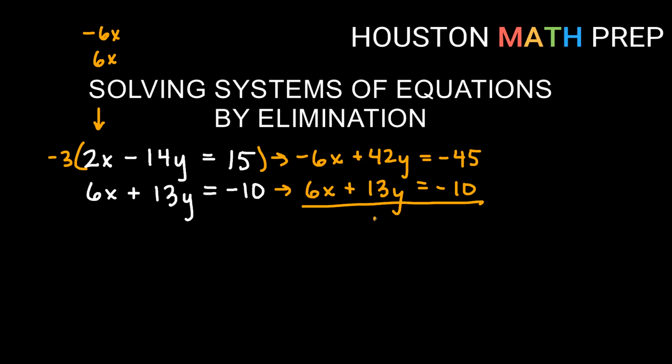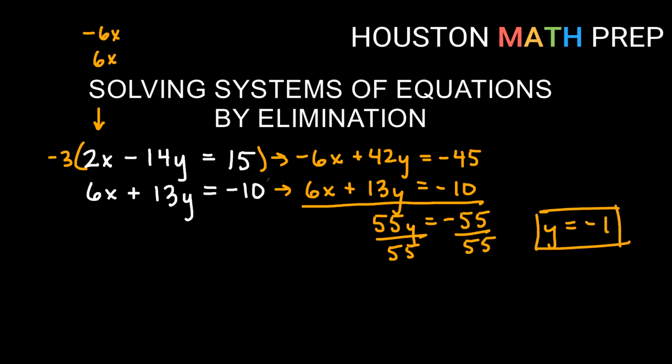Now if we add together, the x's will add up to 0, so 0 x's. 42 plus 13 gives us 55y equals -45 minus 10, which is -55. So you can see what's going to happen here when we divide by 55: we get that y is -1.